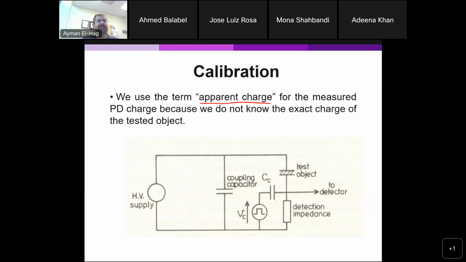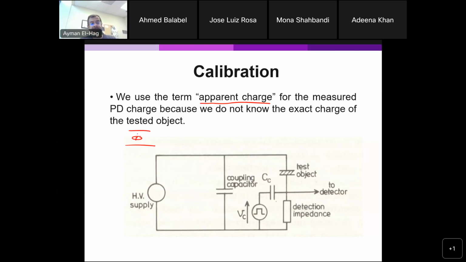Okay, to understand that, let's assume I am measuring a partial discharge in a very controlled sample, and let me assume that the void is in the middle. Okay, so you will have a discharge here. Depending on the capacitance of the system that you have, you will have the coupling capacitor, you will have the charge reflected in your detector.